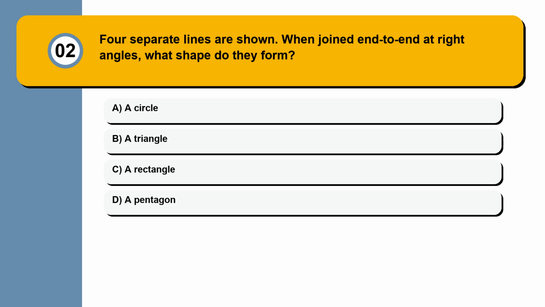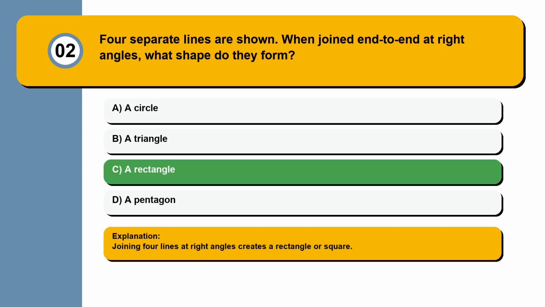Question 2. 4 separate lines are shown. When joined end to end at right angles, what shape do they form? A circle, a triangle, a rectangle, a pentagon. Joining 4 lines at right angles creates a rectangle or square.